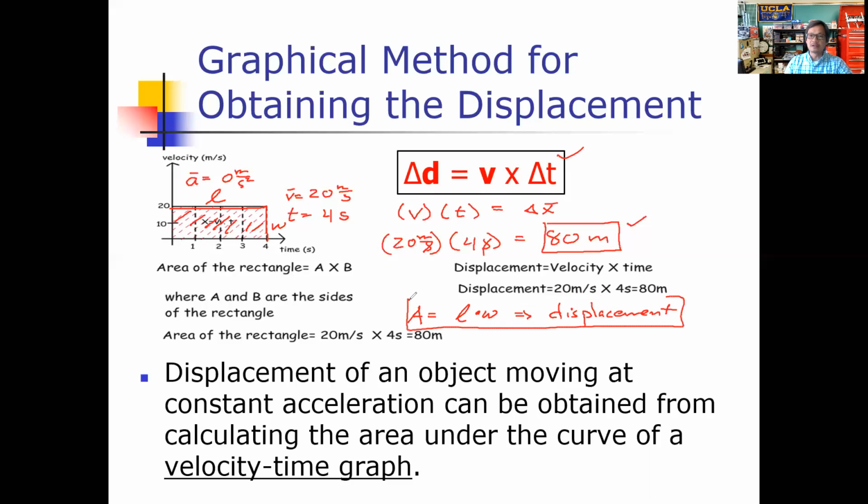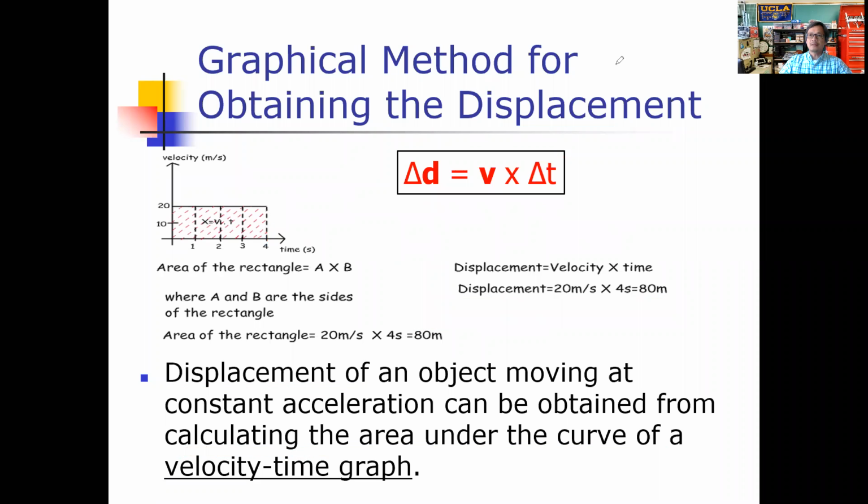So from a velocity time graph, we can obtain the displacement if we find the area underneath the graph. If we find the area underneath the graph, we can find the total displacement, and that's what we have right here. Let's make sure you understand this. Calculating the area underneath the velocity time graph gives us the displacement. We can't get the displacement directly from a velocity time graph, but we can calculate it by simply calculating the area.